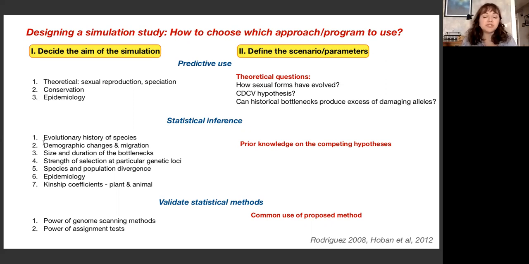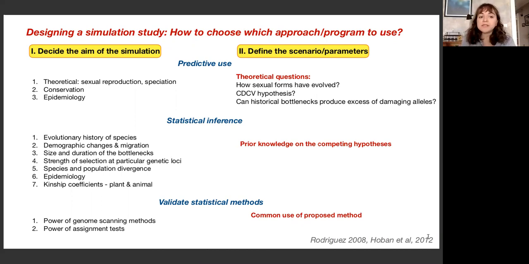In general, we can generalize in that manner. So you can also read this Hobon 2012 paper. It is a bit earlier compared to 2021, but it is a very comprehensive paper that gives you an idea about how to design a simulation study and how to select the appropriate simulator for your study.